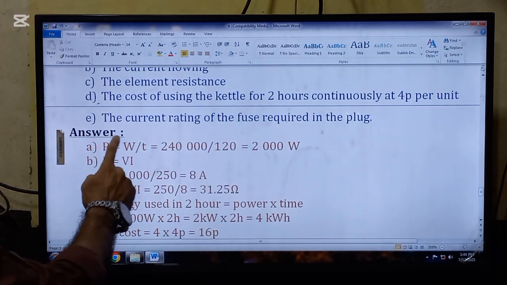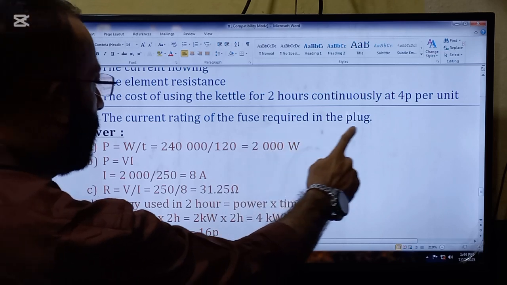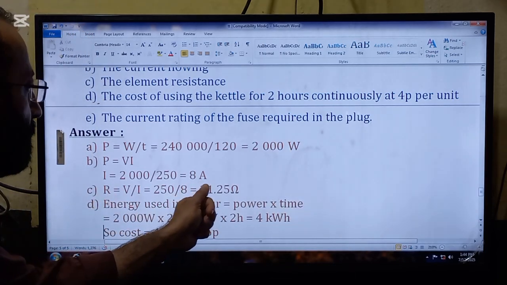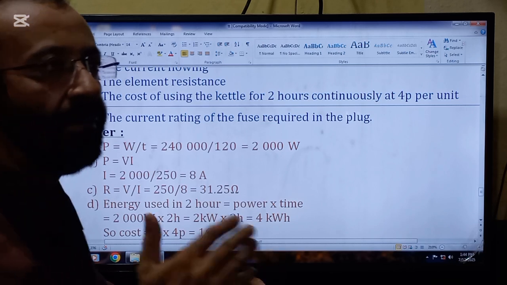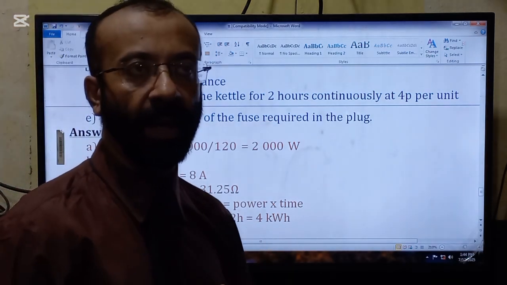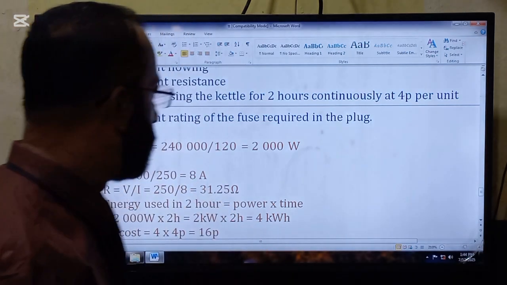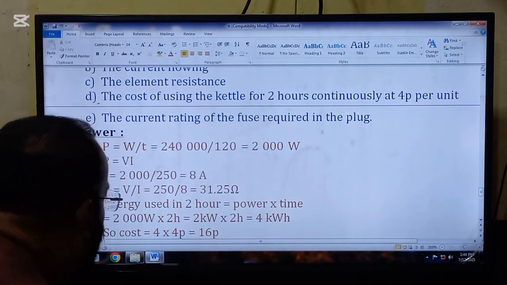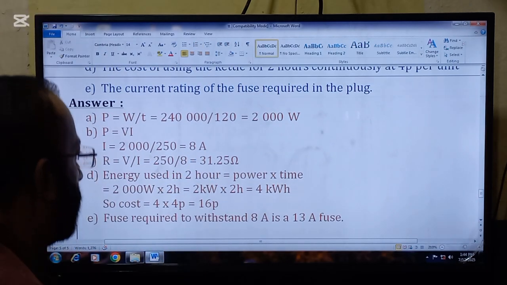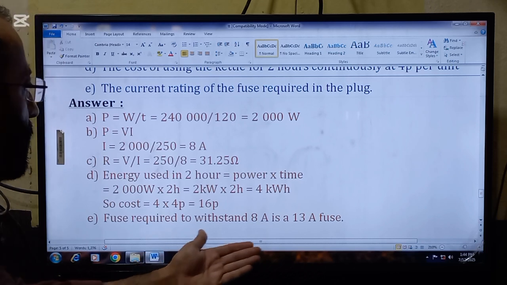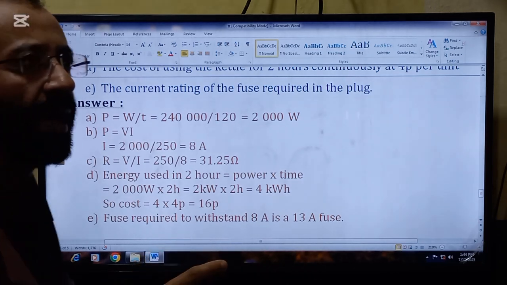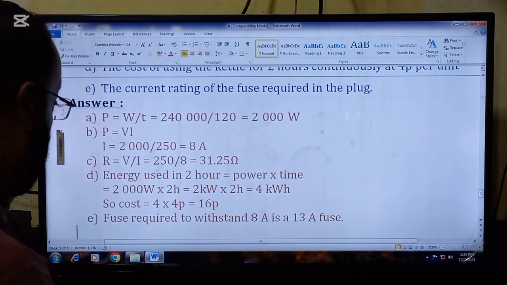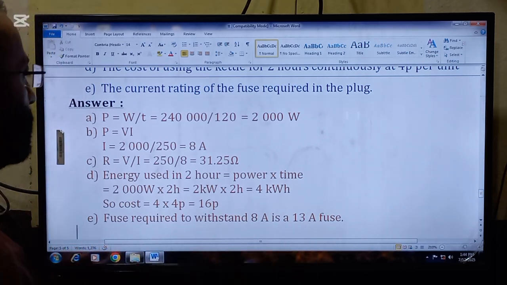The last part is the current rating of the fuse required in the plug. The current in the kettle is 8 ampere. So 2, 5, 10 and 13 ampere fuses are available. For this current, the 13 ampere fuse will be suitable.